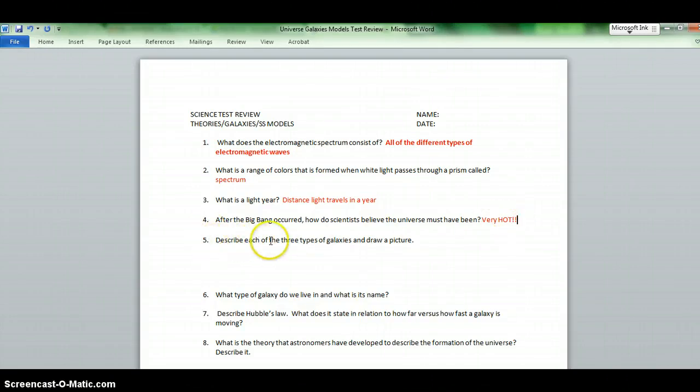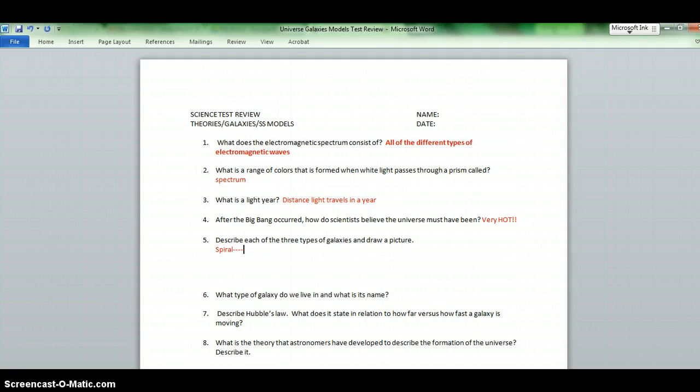Number five said to describe each of the three types of galaxies and draw a picture. I'm not going to draw a picture on here, but please do refer to your foldable notebook where we did the three types. But the three types are spiral, elliptical, and irregular. A spiral galaxy is what we live in. That's what the Milky Way is, and we're located two-thirds of the way down on one of the spiral arms.